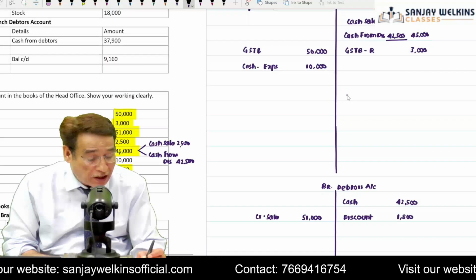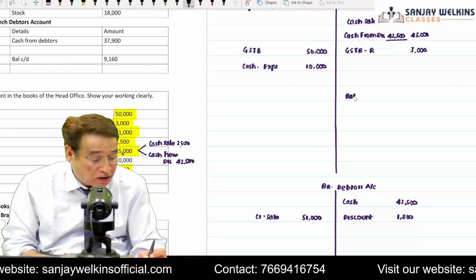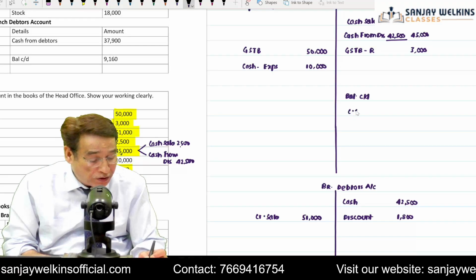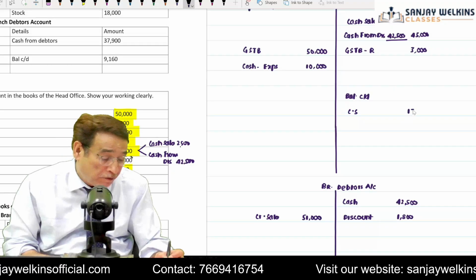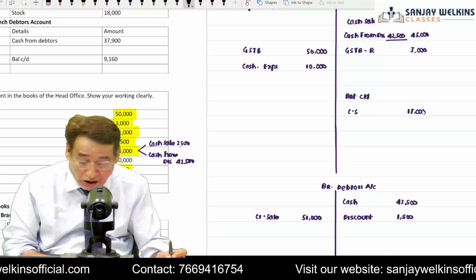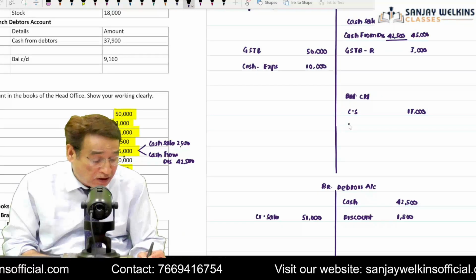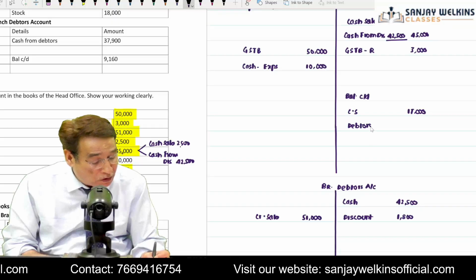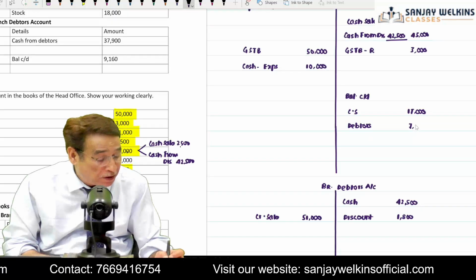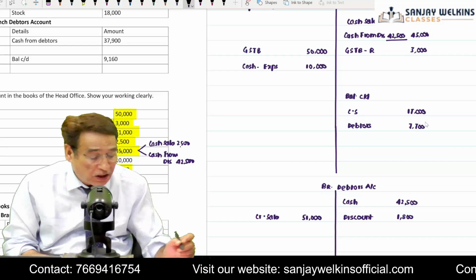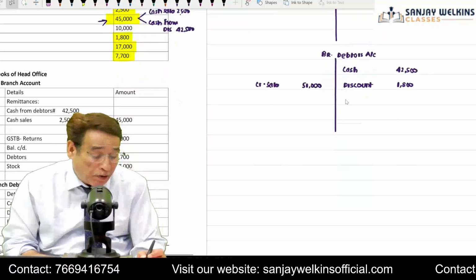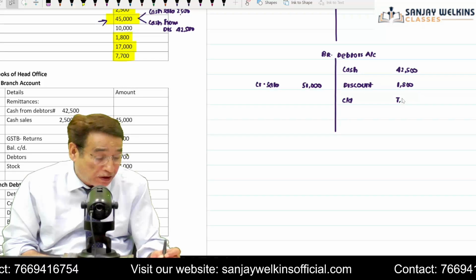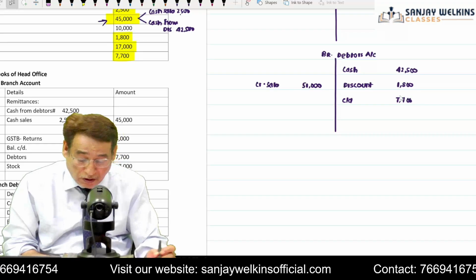Closing stock now is given to us. So first of all, I will write here balances, closing balances carried down. On the credit side of branch account, I will write here closing stock. An amount of closing stock is 17,000. And then we have in this case branch debtors balance. Closing balance of debtors is also given to us. Closing balance of debtors is equal to 7,700. Because we are preparing debtors account, closing balance of debtors will also be written here, 7,700. Is it clear to you or not?